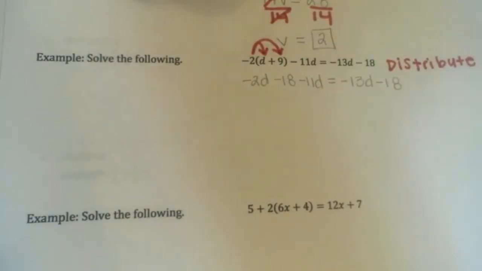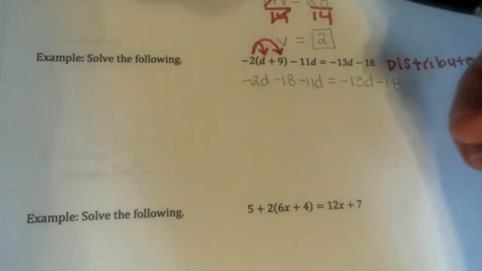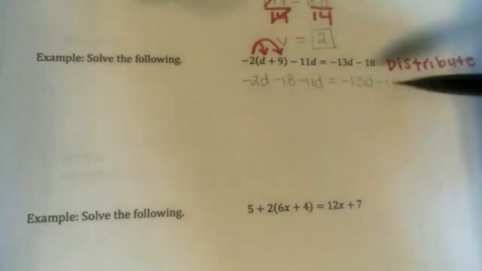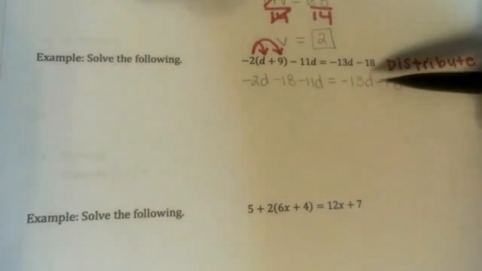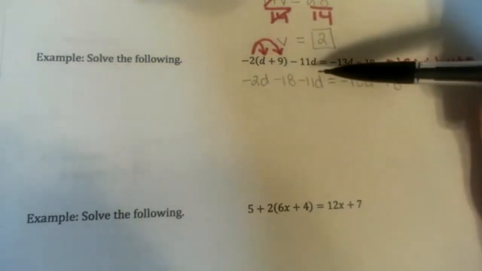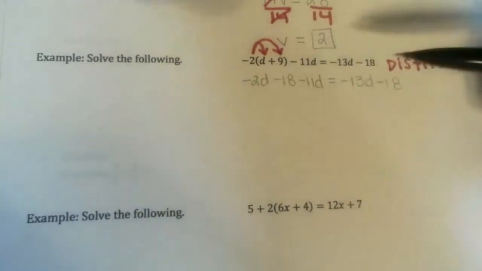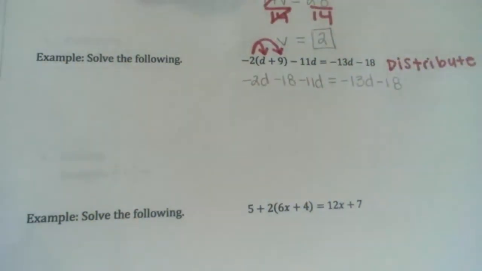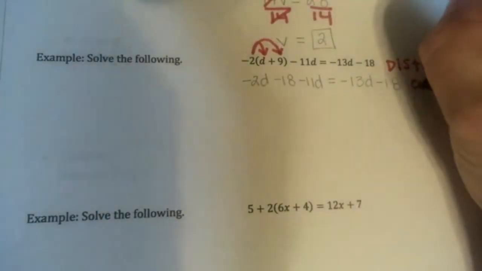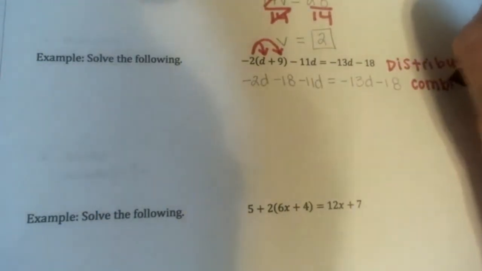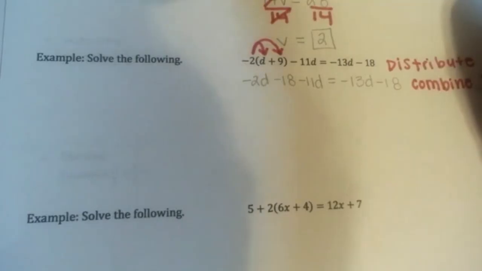Great. So, couple things. I see that we have d's everywhere. We got a d here, d here, d here. Negative 2d, and then we have a negative 11d on the same side. So let's go ahead and combine those like terms.